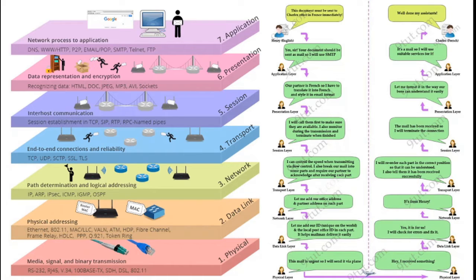In order to clearly understand the functionalities of each layer and the protocols involved, let me go through this use case scenario. We have Henry, who is an Englishman, and Charles, who is a French person. Let us see the communication of information from Henry to Charles. Henry says, this document must be sent to Charles' office in France immediately.